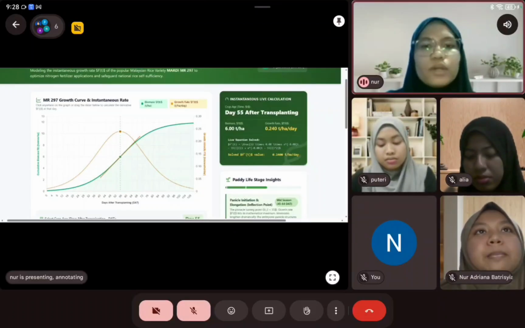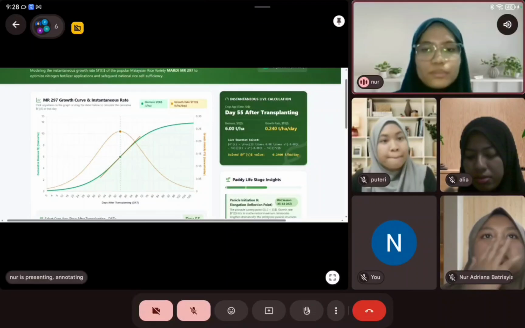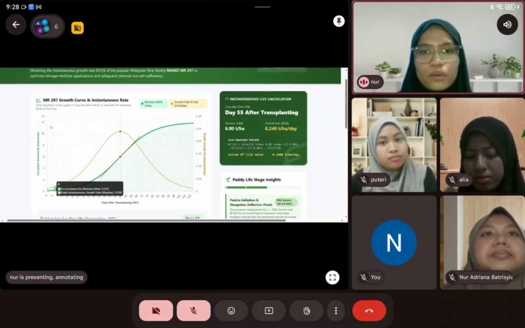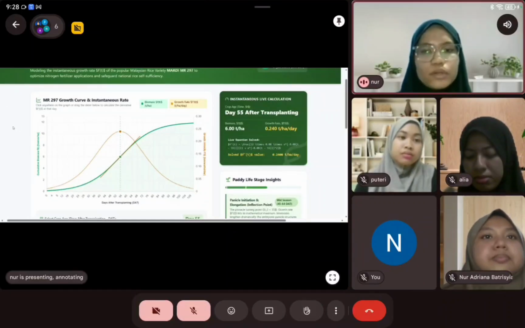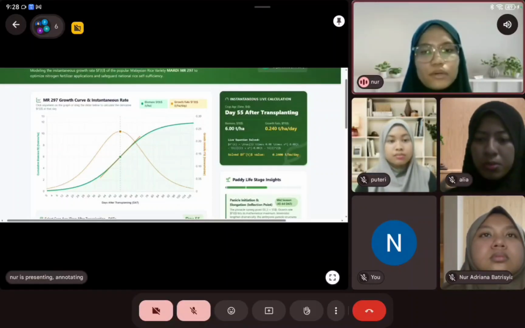We'll be focusing on a very popular local rice variety called MARDI MR297. And I will show how we use data modeling to figure out the perfect time to apply fertilizer and predict our harvest yield.